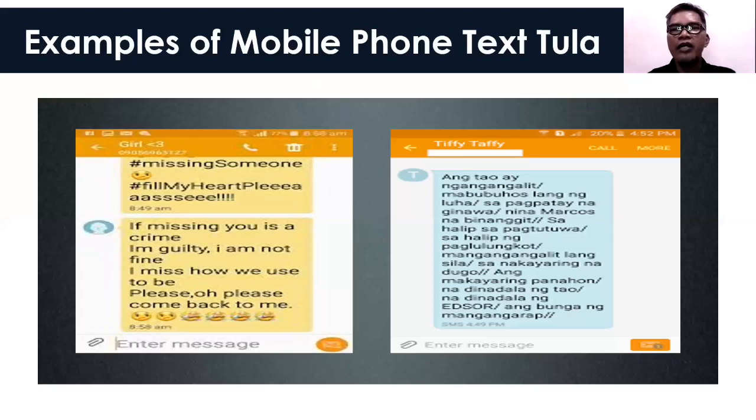So these are examples of textula. Again, textula is a poetry or poem being sent via SMS on our mobile phone or cell phone. Okay?